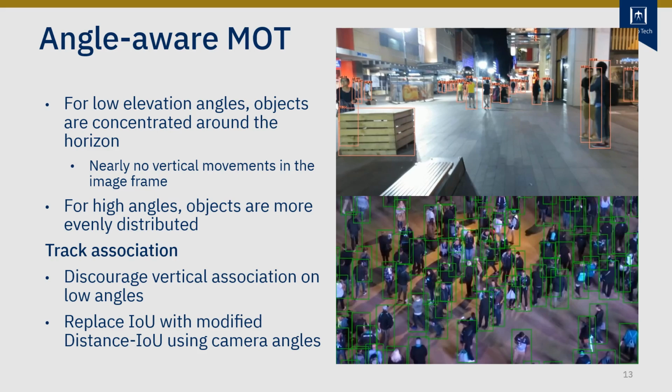concentrated around the horizon. Usually, there are no vertical movements of objects within the image frame. However, for high elevation angles, the objects are more evenly distributed throughout the frame. So to exploit this, for the track association process, we wish to discourage vertical association on low angles. We do this by replacing the IOU with the modified distance IOU using camera angles.